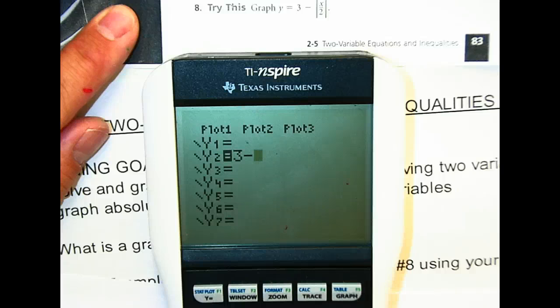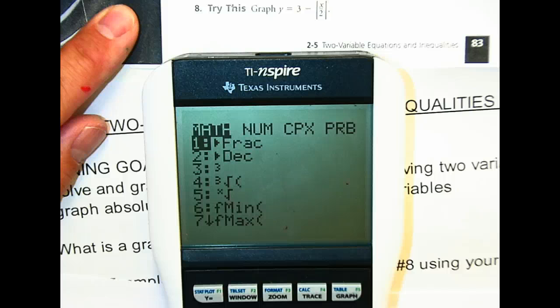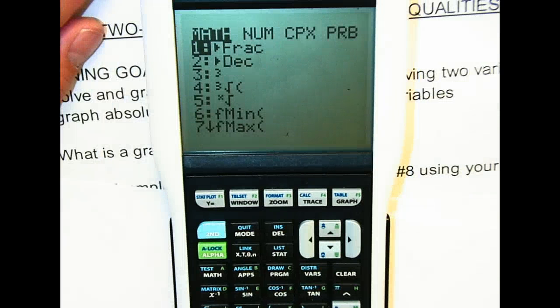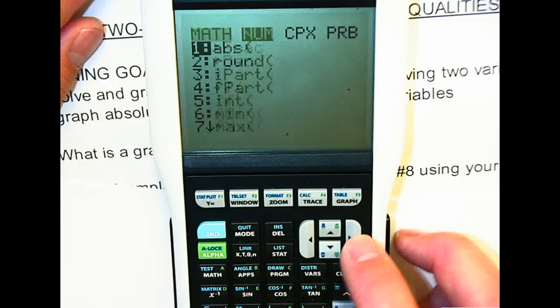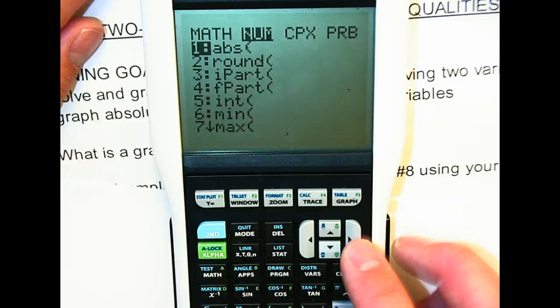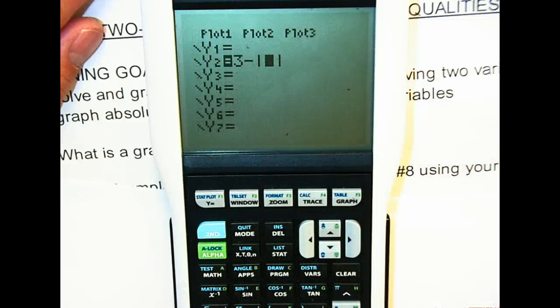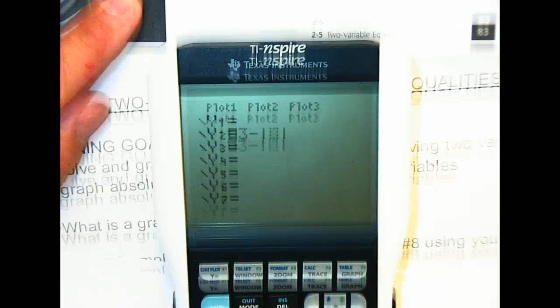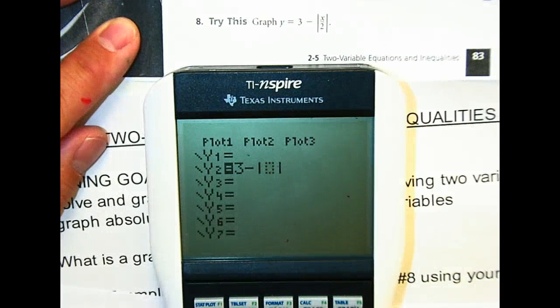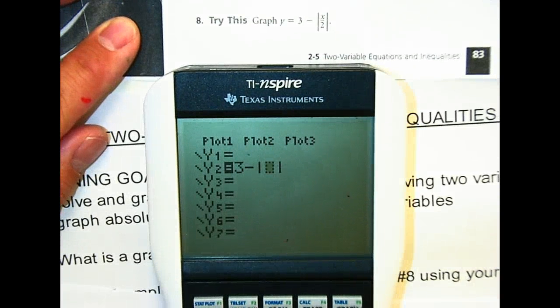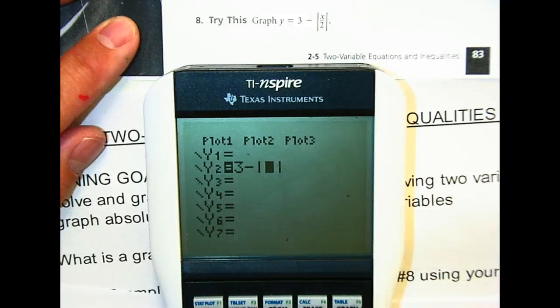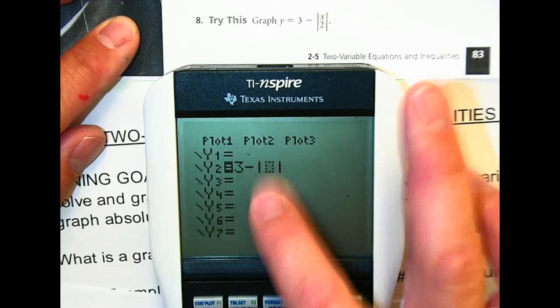And where is absolute value? Math. Good, math. So you've got to hit that math key. For those of you who can't find the math key, that's this guy right here. Then you arrow over and hit option 1, abs. Depending on the calculator you have, if you have an older version, an 83 or an 84 that hasn't been upgraded, it'll just say abs and it'll put parentheses. That open parenthesis is like your absolute value symbol there.